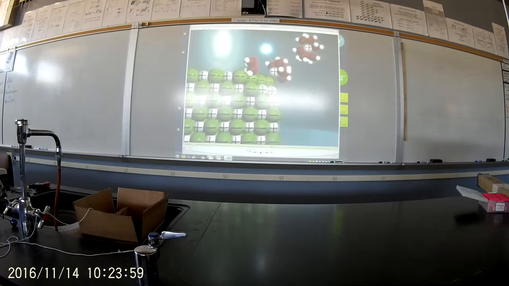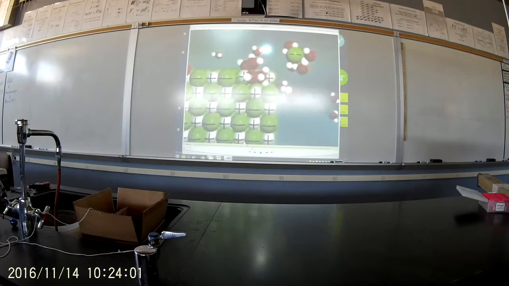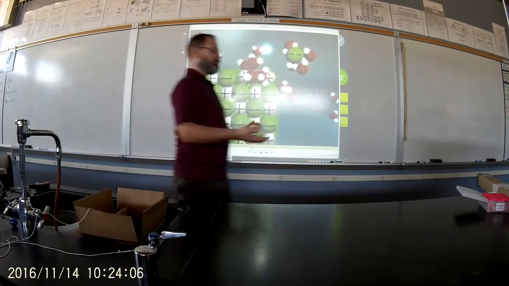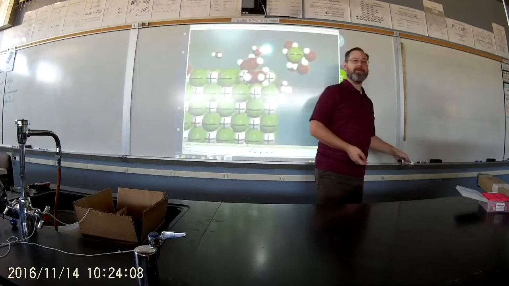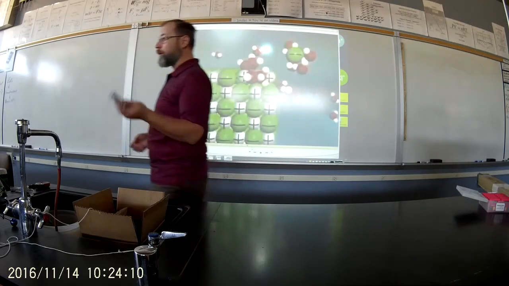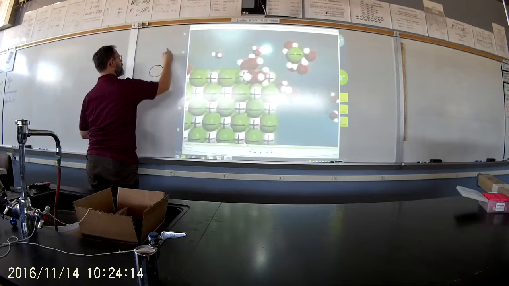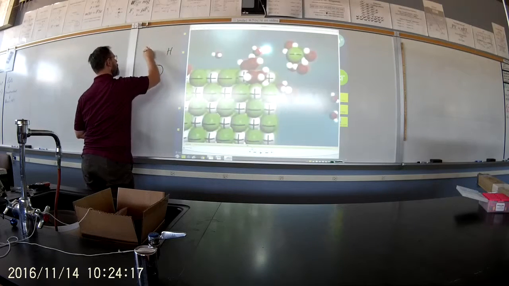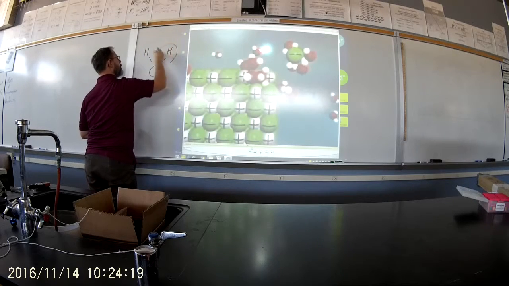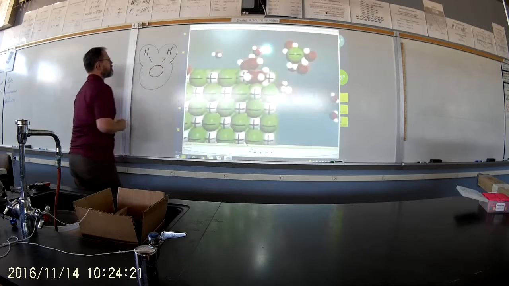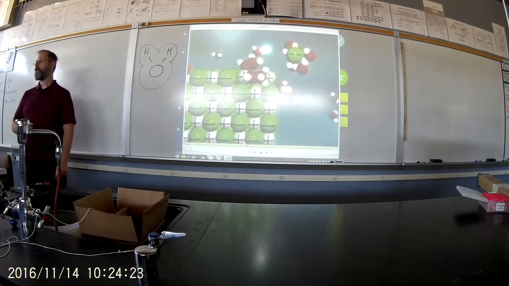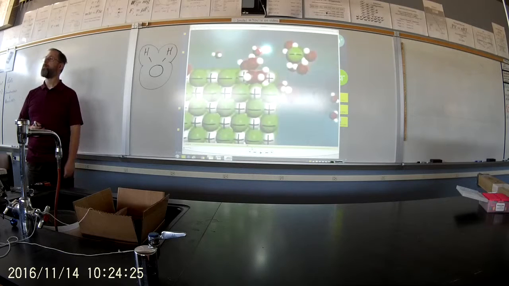Okay, let's take a look at these water molecules. Water molecules are usually drawn one particular way, for reasons that might not make sense to you yet, but will very soon. They're almost always drawn like a Mickey Mouse head. They're almost always drawn this way.